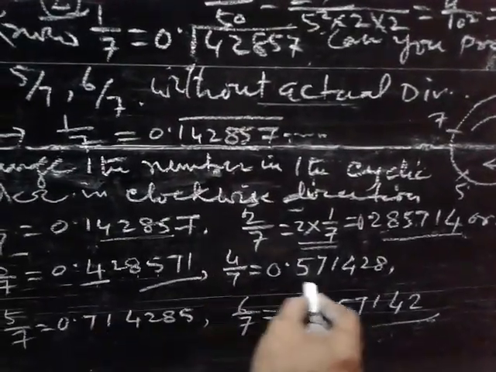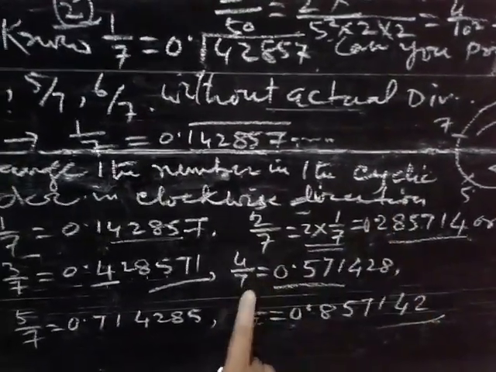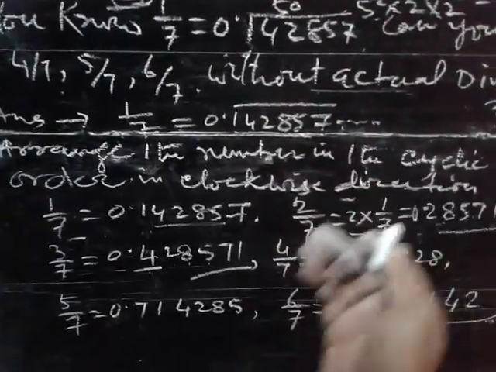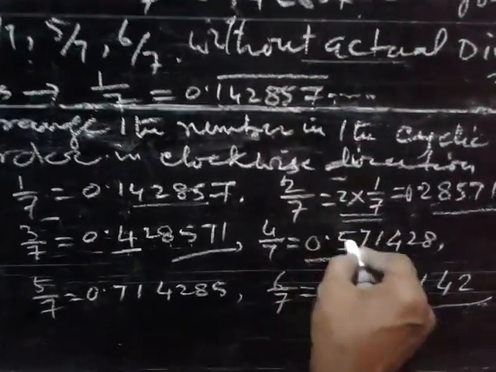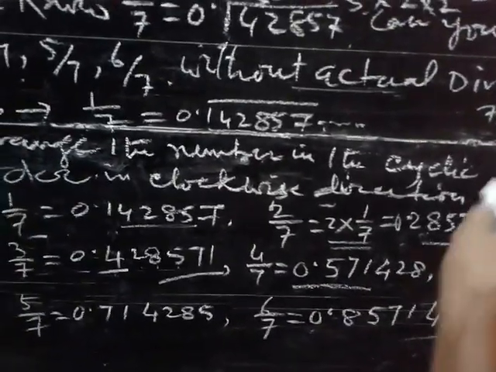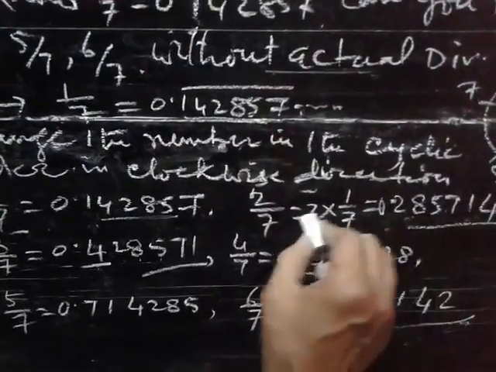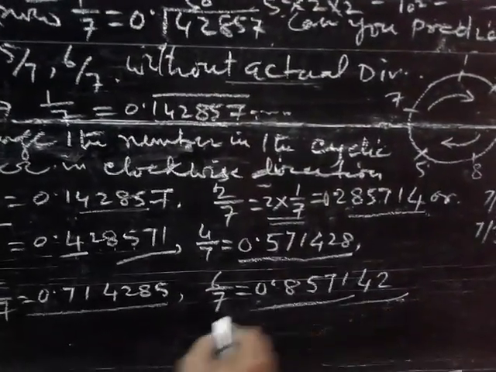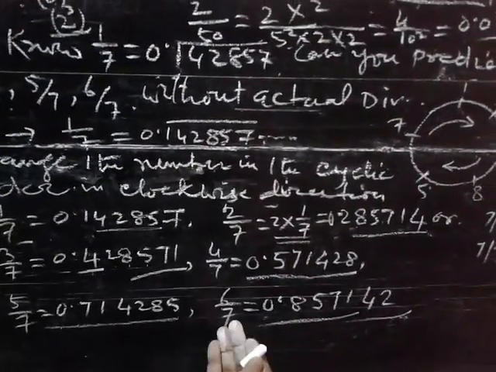428571. In this way you can also calculate 4, that is 40 by 7, which starts from 0.5 and then follows the cyclic order. In this way you can find it out. In this way 5 also and 6 also. This is a very smart way you can find it out.